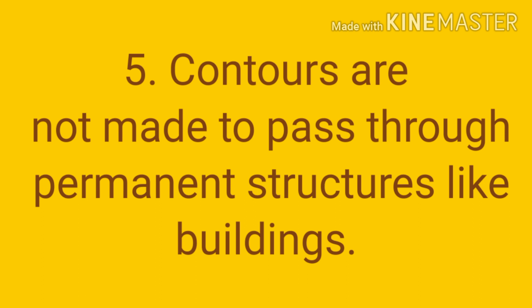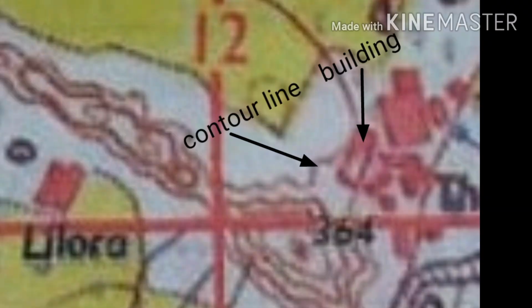Contours are not made to pass through permanent structures like buildings. In this figure, you can see that due to the presence of a building, contour lines are not drawn over it.